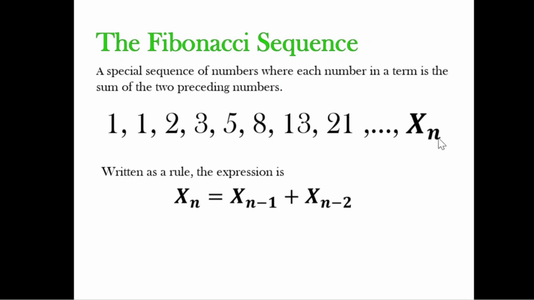To make it easier, we will introduce a notation here, x sub n. This is a Fibonacci term. Mathematically written, a Fibonacci term is simply the sum of the two preceding terms. So this expression here, x sub n minus 1, is the term just before it, and the term x sub n minus 2 is the term preceding x sub n minus 1. So this means that these are the two terms preceding x sub n. So we simply add those terms.